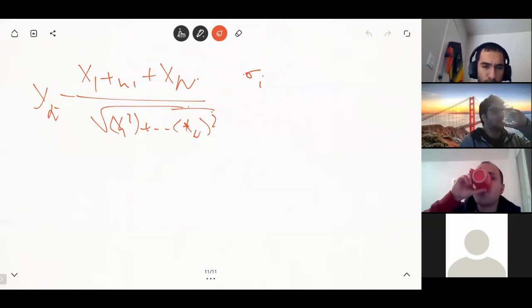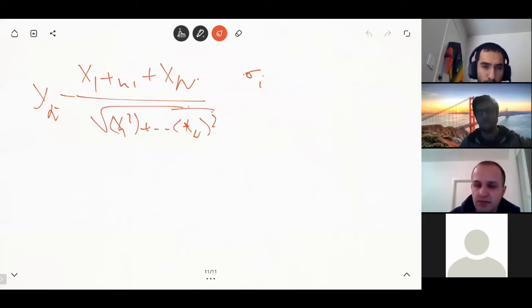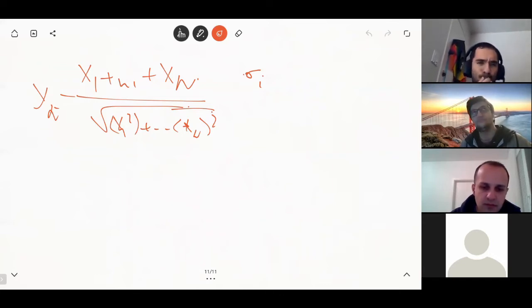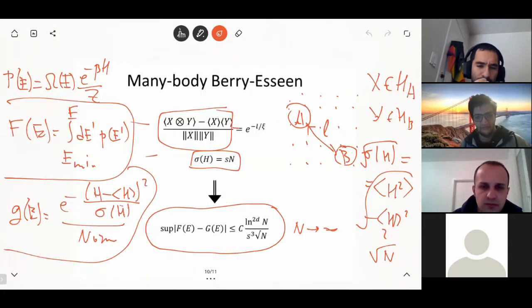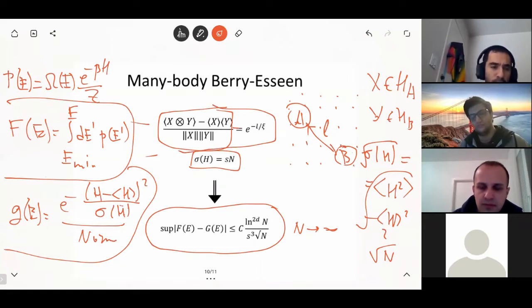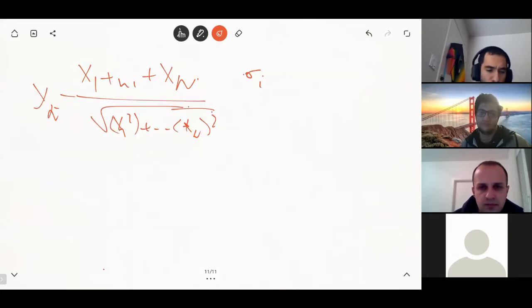Okay, so this brings us precisely to the motivation of the work that we have carried out in the paper that I mentioned, where our aim was to extend this Berry-Esseen theorem to critical systems, namely to systems for which this condition does not hold. So the correlators do not decay exponentially. For example, they may decay polynomially.